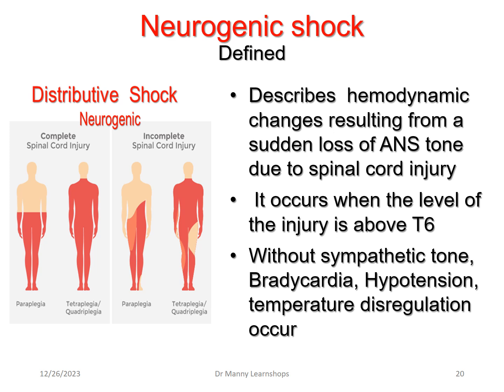And without sympathetic tone, this results in bradycardia, hypotension, and temperature dysregulation, which basically means your blood vessels cannot constrict. They dilate and you lose temperature. And often these patients take on the term poikilothermia, which means they take on the temperature of their environment. And if it's cold, they can't vasoconstrict. And if it's hot, they can't vasodilate.